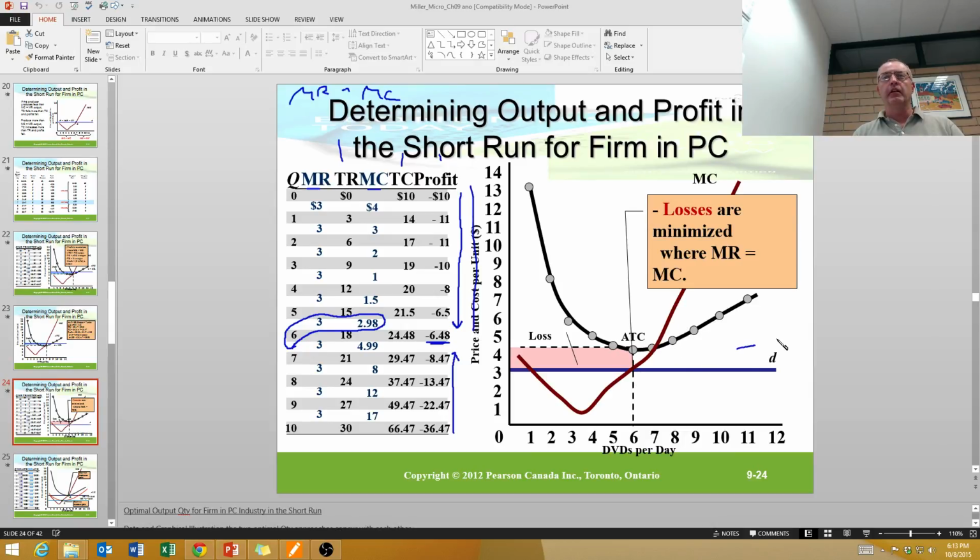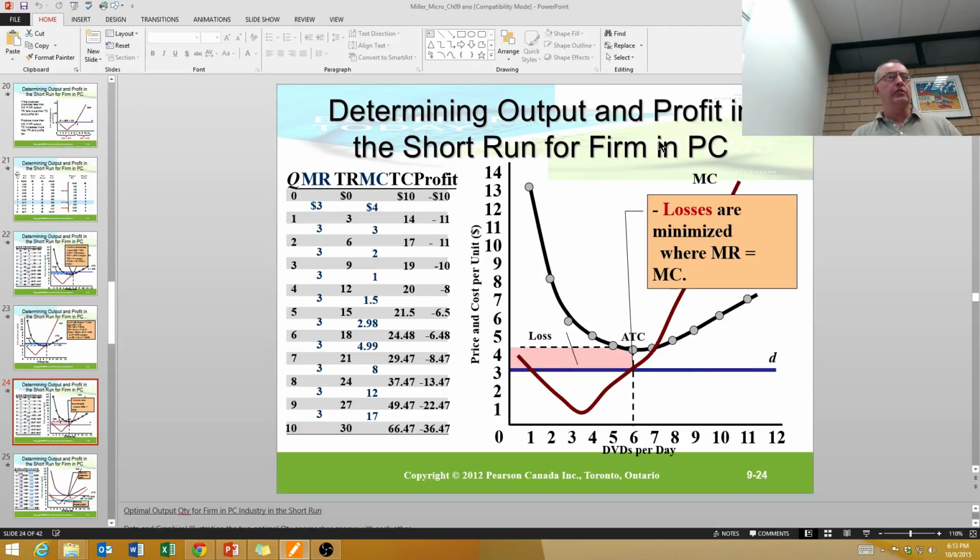And so in our little diagram here, average total cost is our black line. Our marginal revenue line is blue. And our loss minimizing point is the point where marginal revenue equals marginal cost, which is the intersection of the red and the blue right here at 6 units. So whether we do it in chart form or numerical form, using the first approach or the marginal revenue, marginal cost approach, we're going to get the same answer.